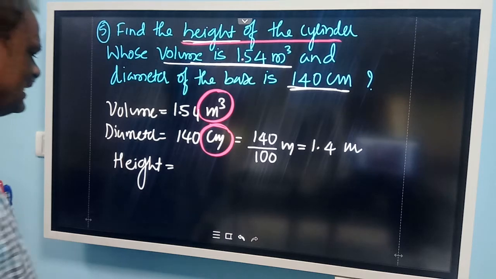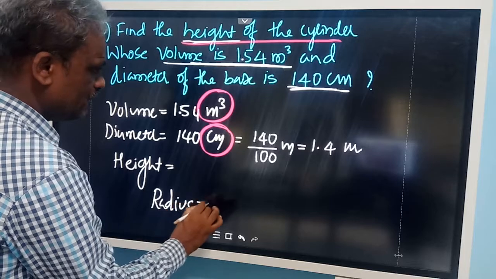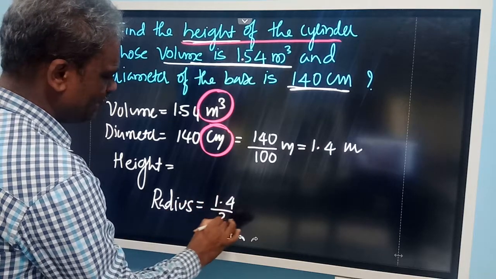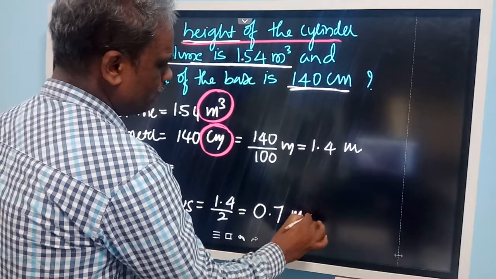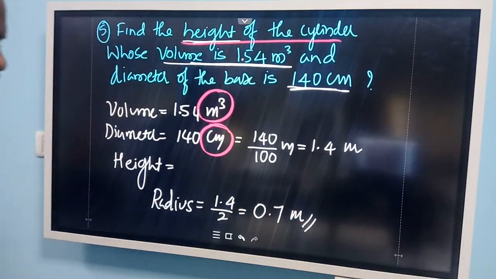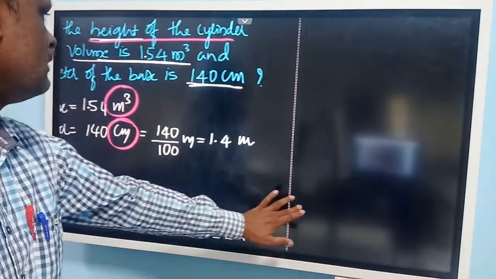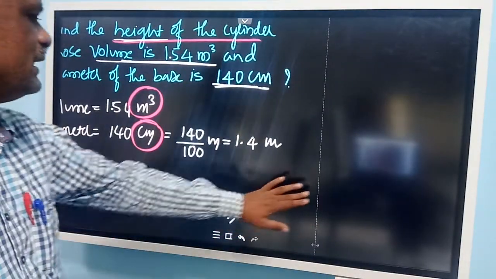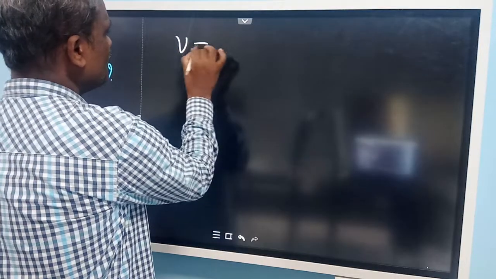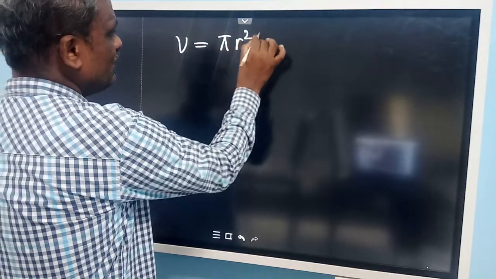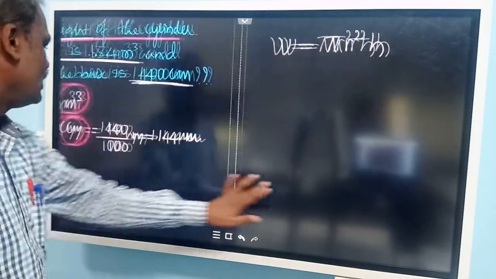Now we want the radius. So radius is equal to diameter 1.4 divided by 2, which is 0.7 meter, or 7 by 10. Now substitute in the formula. The formula is volume is equal to pi r square h, base area into height. They have given the volume, substitute here.